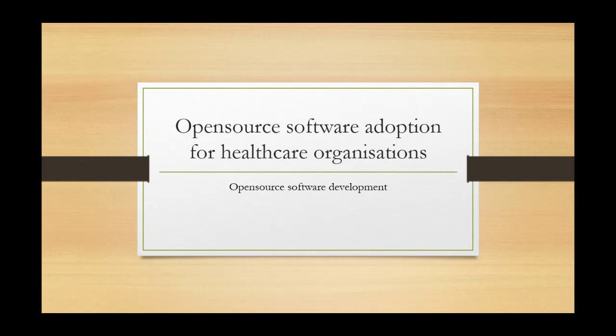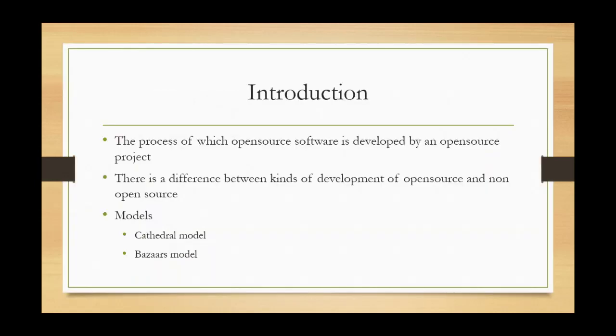In this video, we will explain open source development. But before starting the whole video, let us first get the meaning of open source development. Open source development is the process by which open source software, or any other software whose source code is publicly available, is developed by an open source project. So there are kinds of development of open source and non-open source developments.